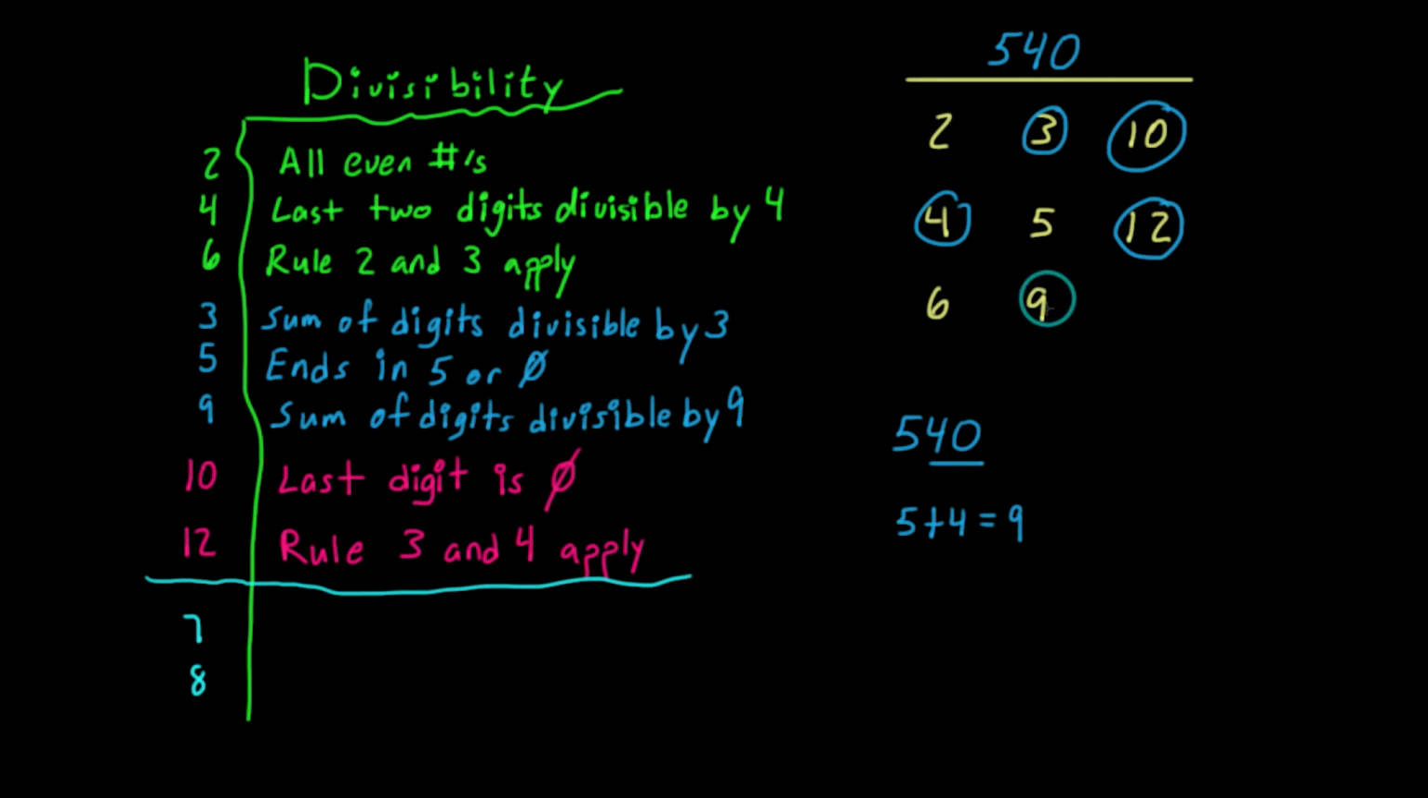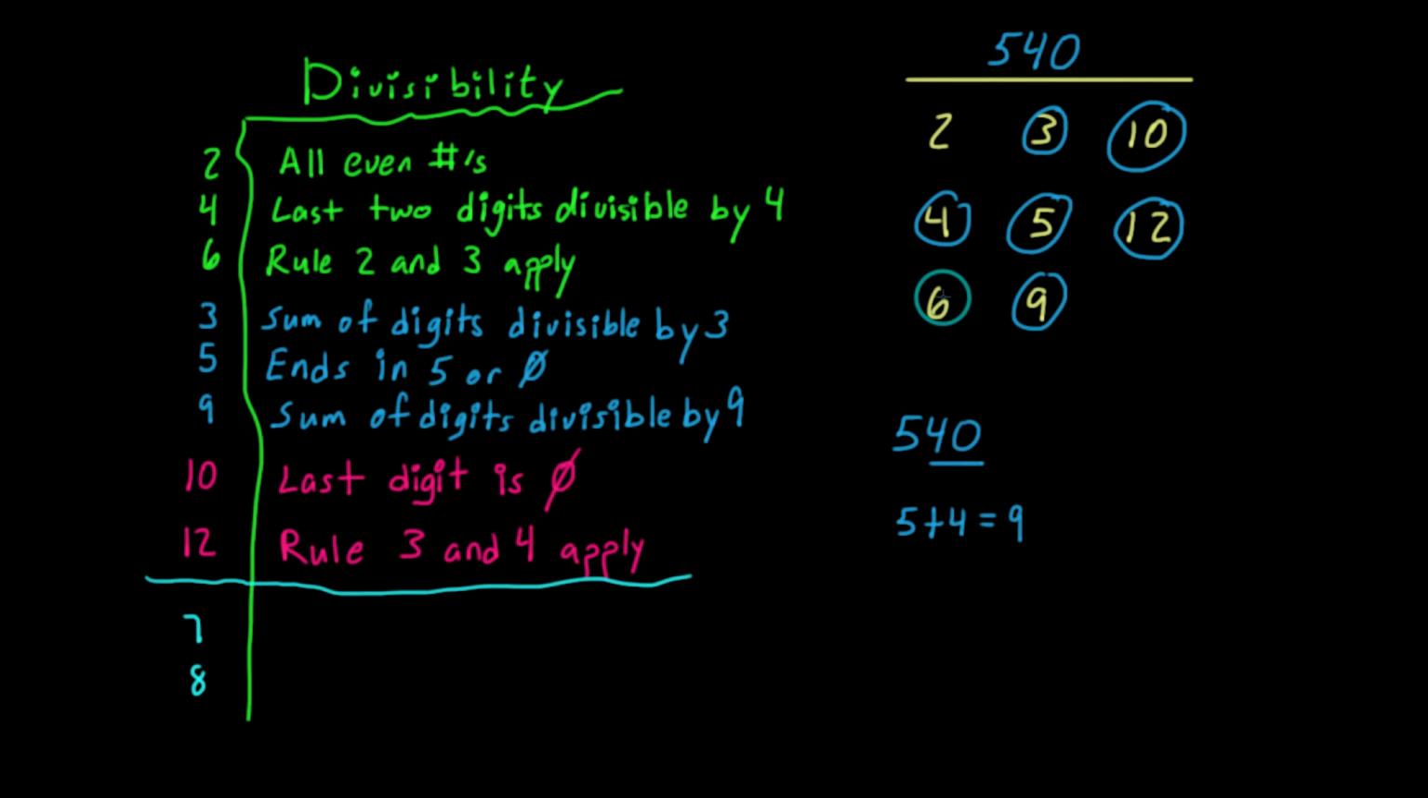The rule of 9 says the sum of the digits is divisible by 9. Since 5 plus 4 plus 0, the sum of the digits, is 9, and 9 is divisible by 9, 540 is divisible by 9. The rule of 5 says it ends in a 5 or 0, and again, 540 ends in a 0. So I'm going to circle that value.